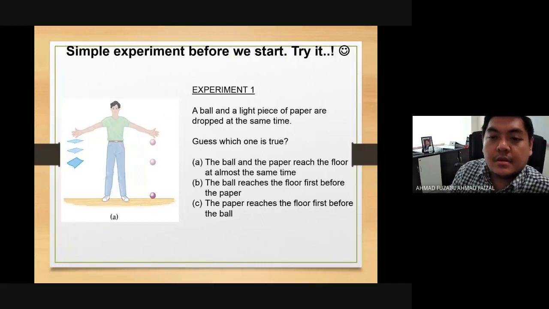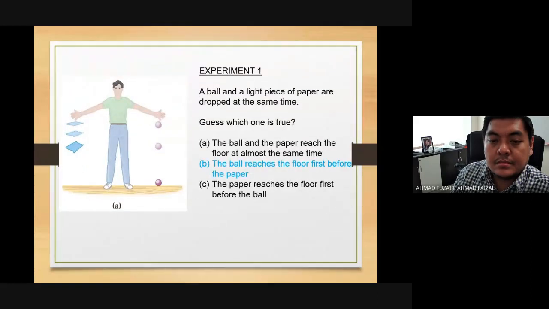Okay, let's do a simple experiment before we move further. A ball and a light piece of paper are dropped at the same time. Guess which one is true? A. The ball and the paper reach the floor at almost the same time. B. The ball reached the floor first before the paper. C. The paper reached the floor first before the ball. So, what's your answer? The answer will be B. The ball reached the floor first before the paper.